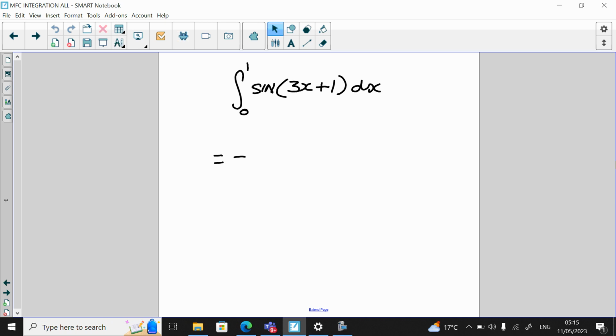Sine ax plus b, negative 1 over a, negative 1 over 3. Sine goes to cos 3x plus 1. We don't have a plus c because we've got limits here. And you'd end up with c minus c anyway. Okay, so put my limits on the right for no obvious reason.